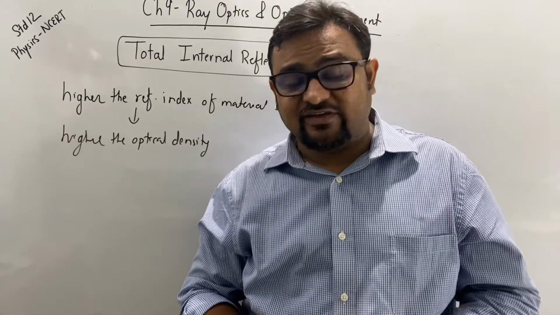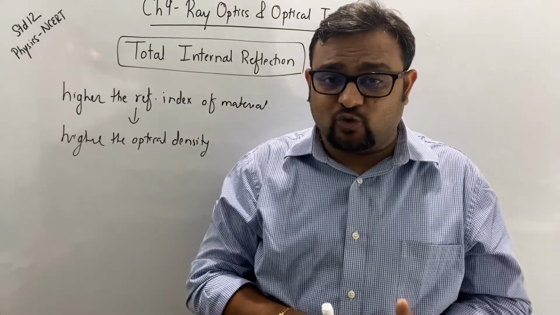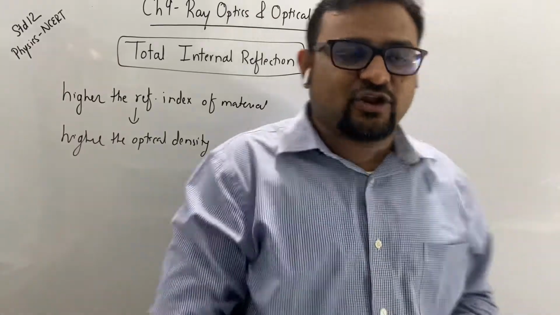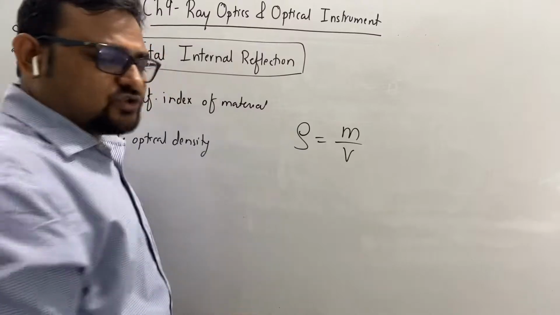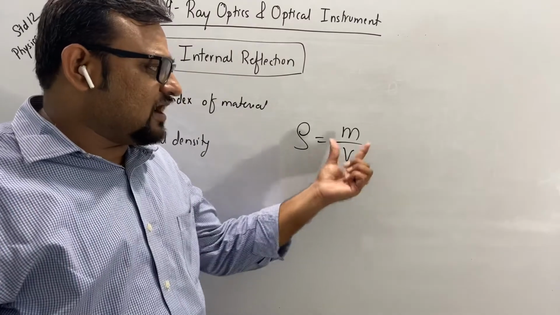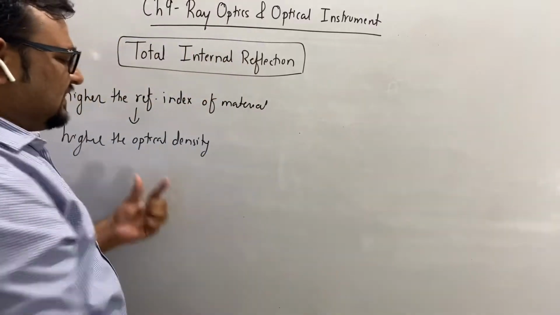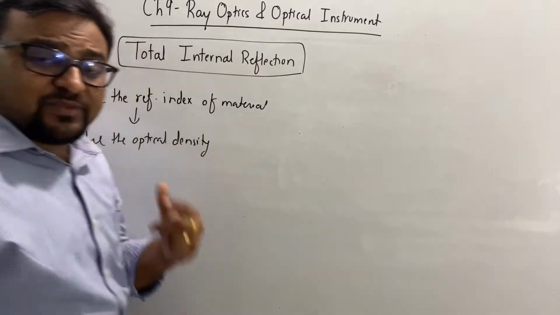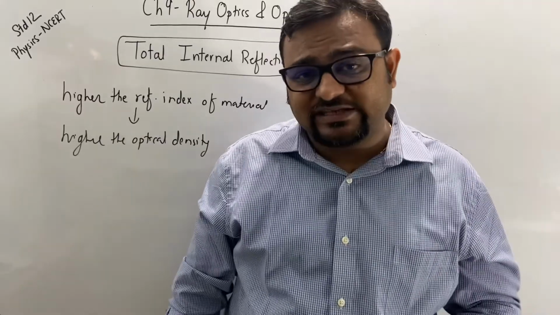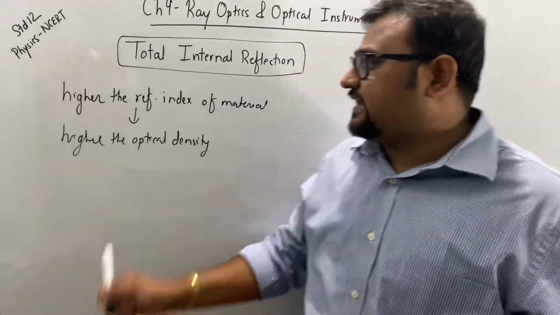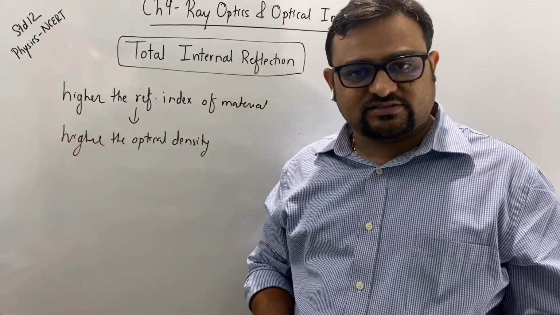If a material has higher density, that means compared to its volume, its mass is higher. You use the symbol density equals mass by volume. So for the same volume, higher the mass, higher the density. But this is not that. It is optical density. If I say a material has high optical density, that means it has a higher refractive index.